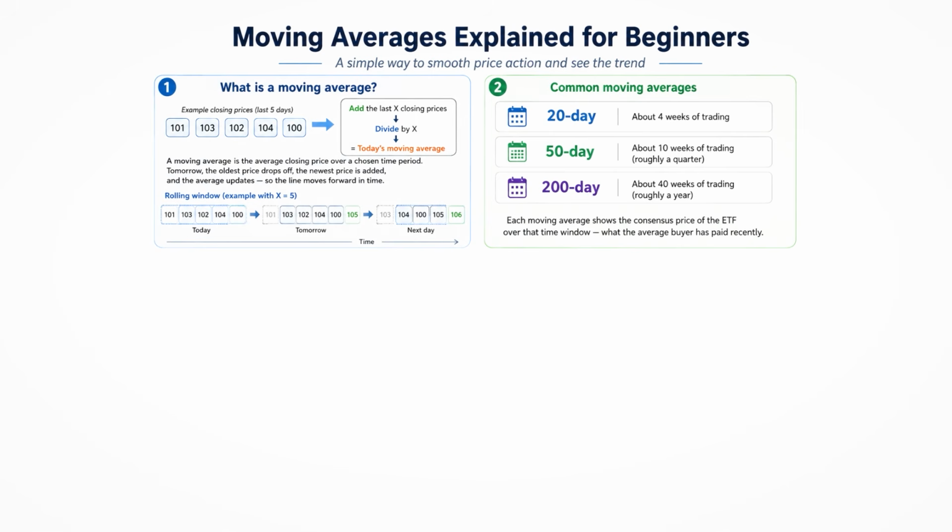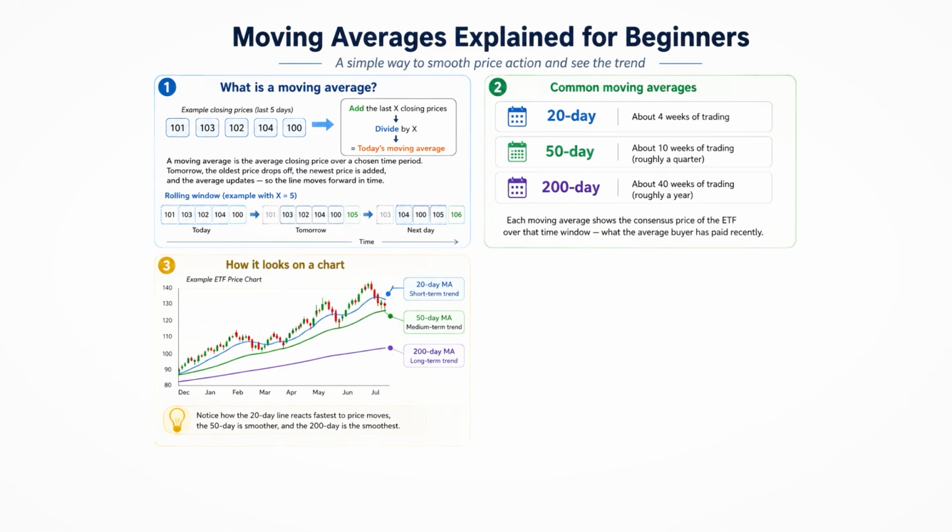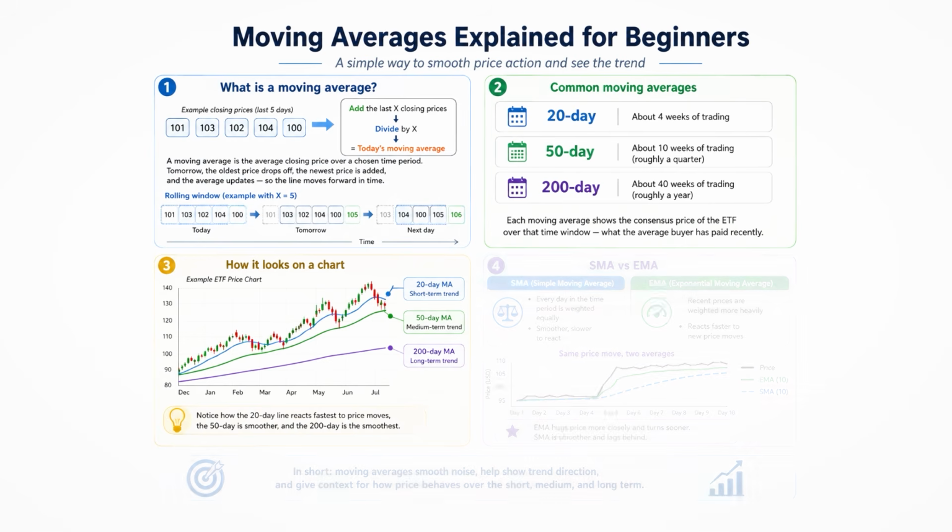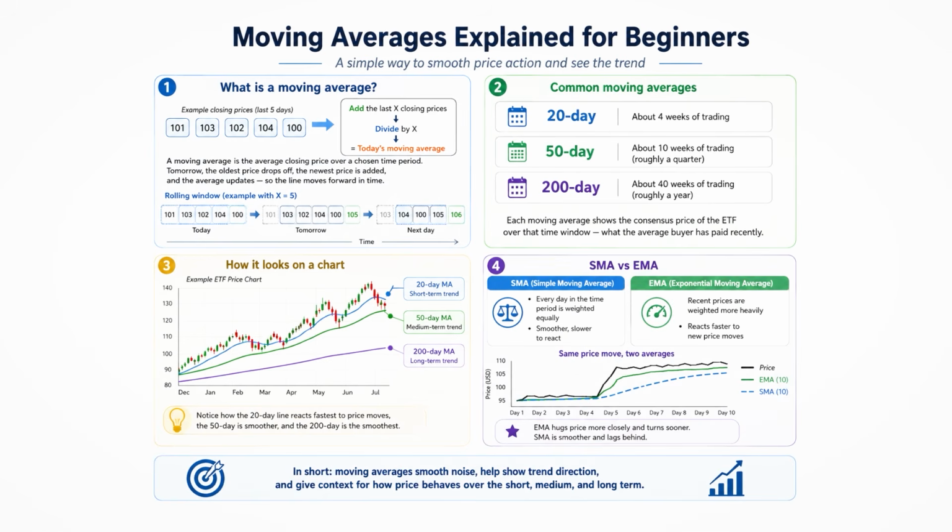And the 200-day averages the last 40 weeks, which is roughly a year. What it actually measures is the consensus price of the ETF over that window, what the average buyer has paid recently. A simple moving average, SMA, weights every day equally. An exponential moving average, EMA, weights recent days more so it reacts faster.